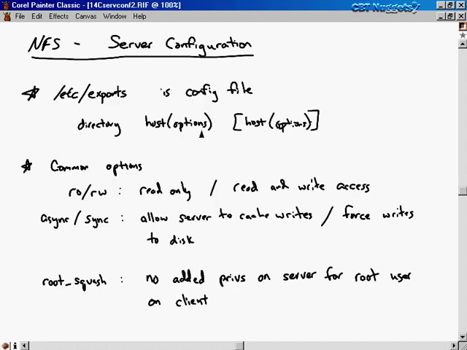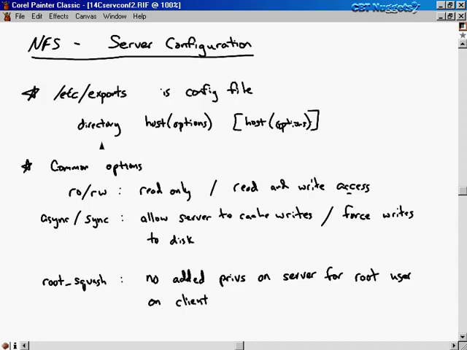Now the options, here's some common options, and there's a whole bunch of options. Just check out the man page or the info page if you want to do something tricky or specific. Here are the common options that you would see in this field, in the parentheses after the host. First one is ro versus rw. So ro says the host has read-only access to this directory, and rw would say that the host has read and write access to that particular directory.